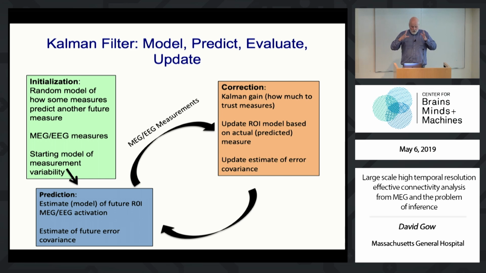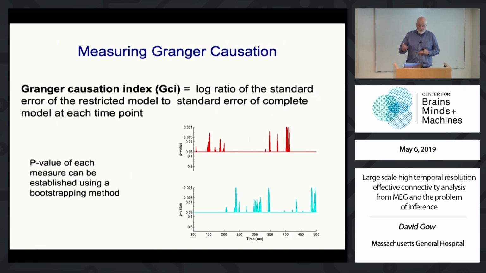And so then you're tweaking it as you go, okay? And again, it's making a model. Because it's making a model, there's going to be an error term. And the fact that it kicks out the error term gives us something that we can work with in our Granger modeling. Okay. So then we're just going to turn this into a number. So we're going to calculate something called the Granger Causation Index. And this is just the log ratio of the standard error of the restricted model to the standard error of the complete model.